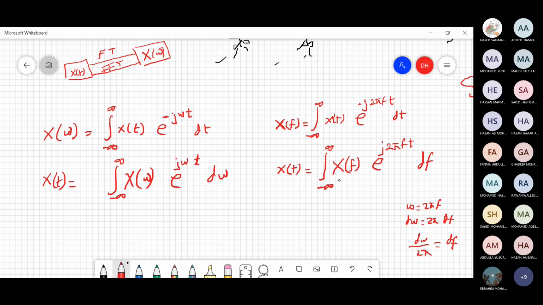So how do we replace it with omega? Yes. So to replace df, it is equal to d omega divided by 2 pi. Since 2 pi is a constant, we can take it outside. Don't forget this one, divided by 2 pi here, if you want to find x of t from x of omega. But with f, there is no 2 pi here. Clear. Any question before we take some examples?